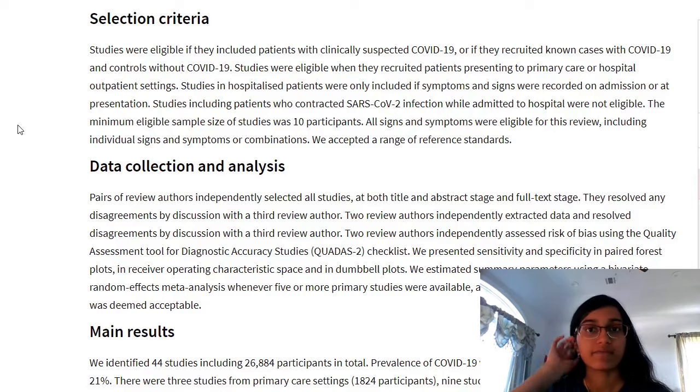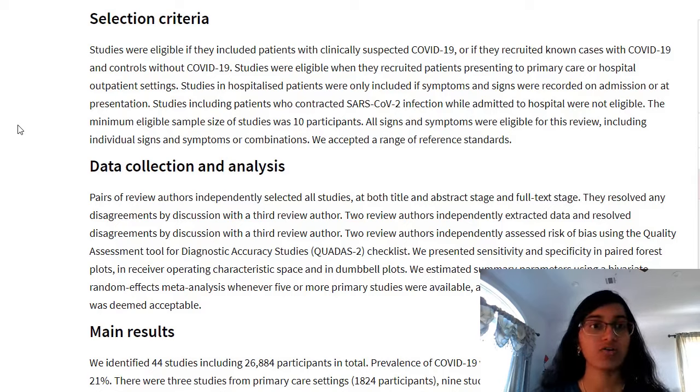And then how did they pick what studies they were going to use and what data they were going to analyze from all these different online publications and different sources that they found? So they said that here studies were eligible if they included patients with clinically suspected COVID-19, or if they recruited known cases with COVID-19 and controls without COVID-19. So basically, people who were either known to have COVID or suspected of having COVID, as well as controls without COVID, were all included in the study.